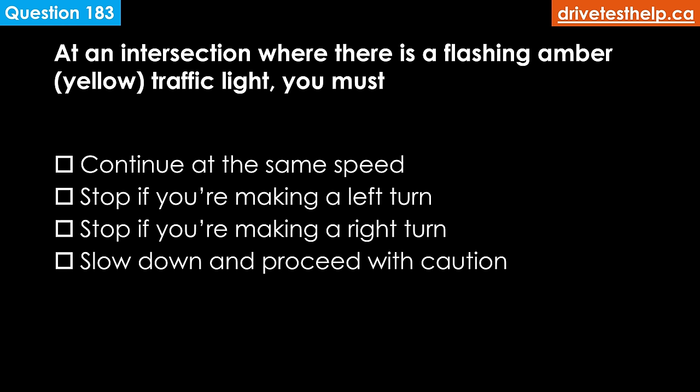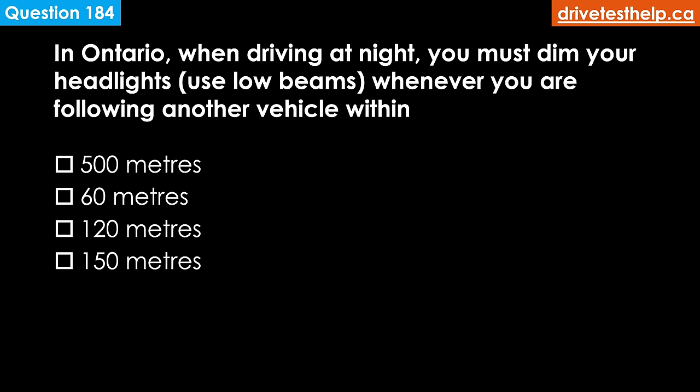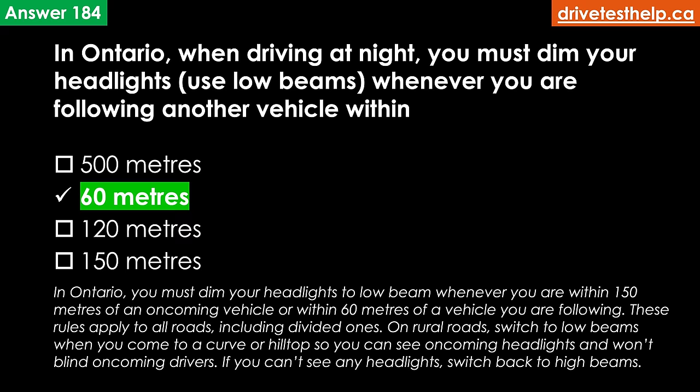At an intersection where there is a flashing amber, yellow traffic light, you must continue at the same speed, stop if you're making a left turn, stop if you're making a right turn, slow down and proceed with caution. The correct answer, slow down and proceed with caution. In Ontario, when driving at night, you must dim your headlights, use low beam, whenever you are following another vehicle within 500 meters, 60 meters, 120 meters, 150 meters. The correct answer, 60 meters.